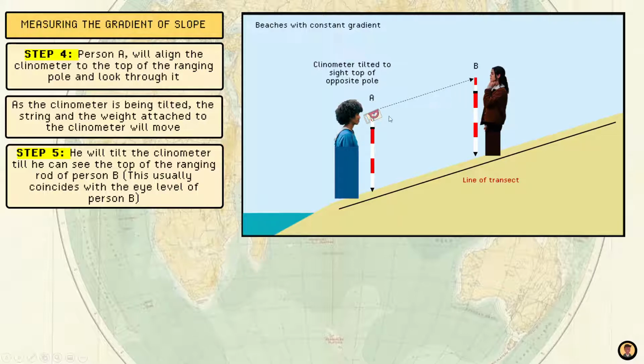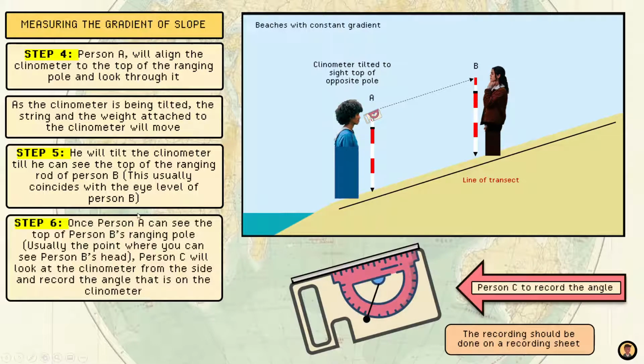And then once person A can see the top of person B's ranging pole, usually the point where you can see person B's head, person C will look at the clinometer from the side. Okay, and then you will read and record the angle that is on the clinometer. So as you can see me pointing here with my mouse, person C, just take a look at the reading over here, and then make sure you record this on your recording sheet.